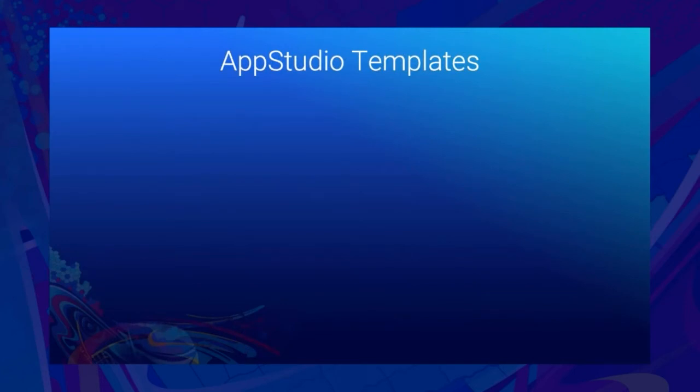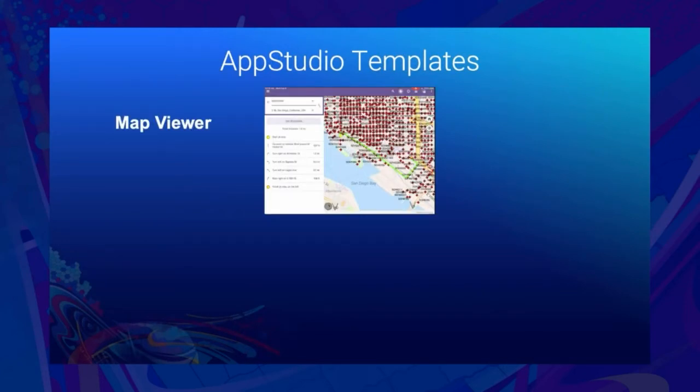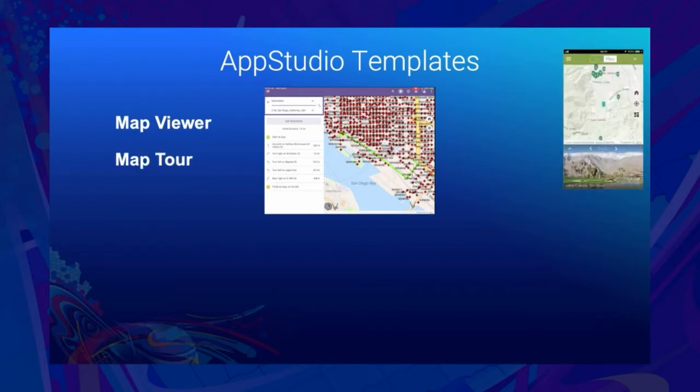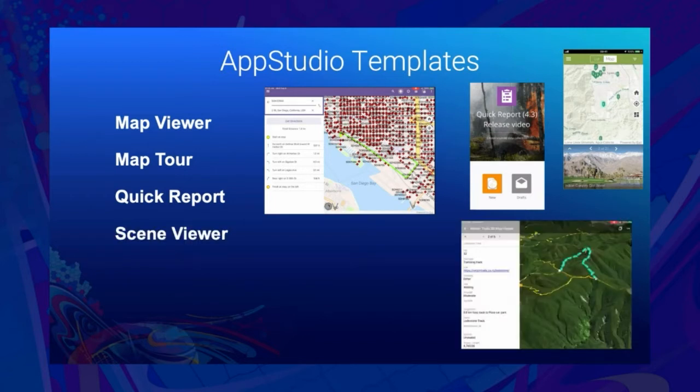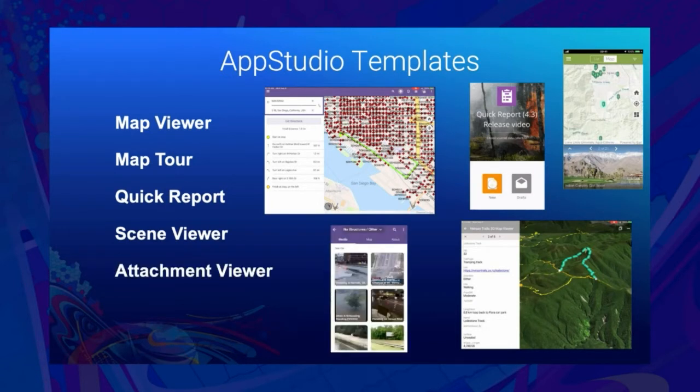Now let's talk a little more about these AppStudio templates. We have Map Viewer for basic viewing and interacting with maps. We have a Map Tour to give you a photo and description of different points in a location to tour you around an area. Quick Report for capturing information, often used for citizen science and crowdsourcing. Scene Viewer for viewing 3D scenes. And the Attachment Viewer, which allows you to view a media-focused application. So you're looking at the media attachments, such as photos or documents, just as much as you're looking at the map.